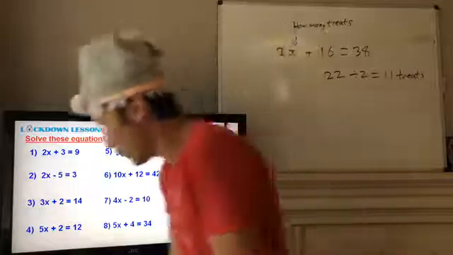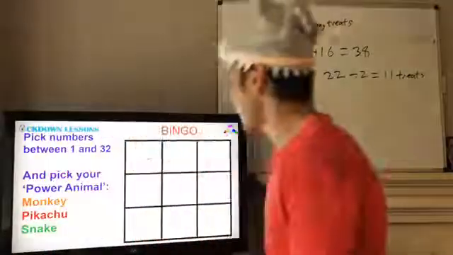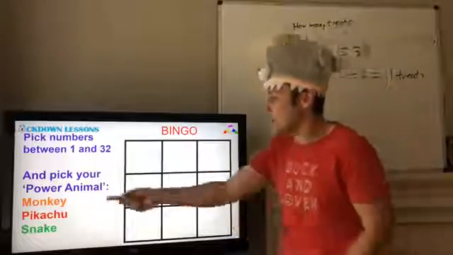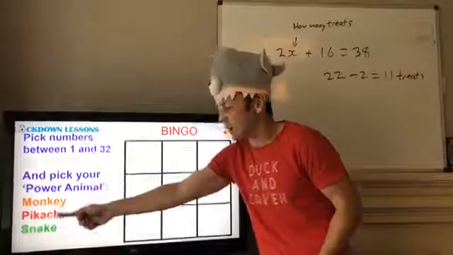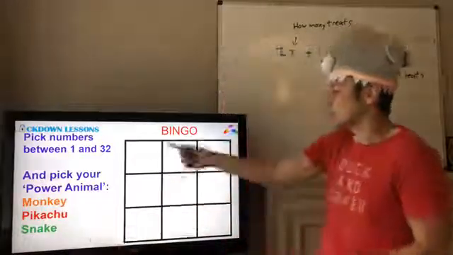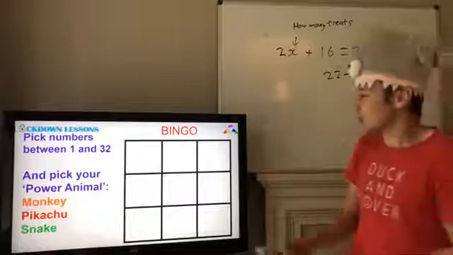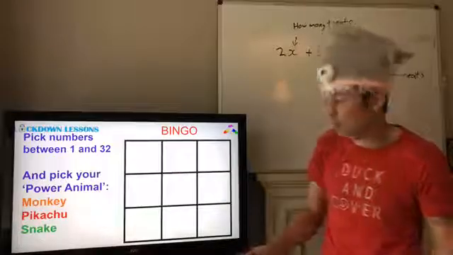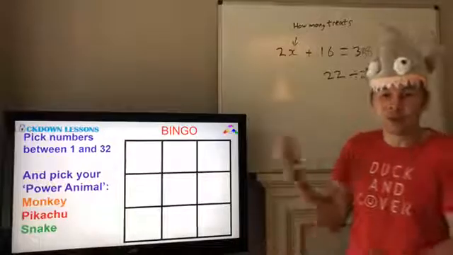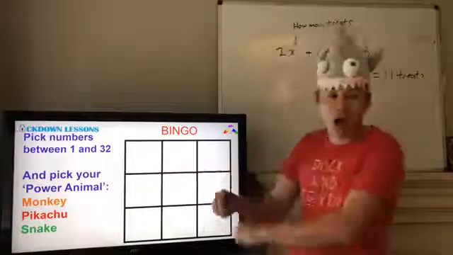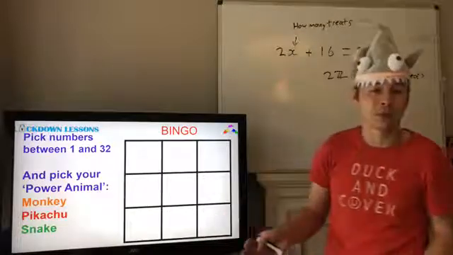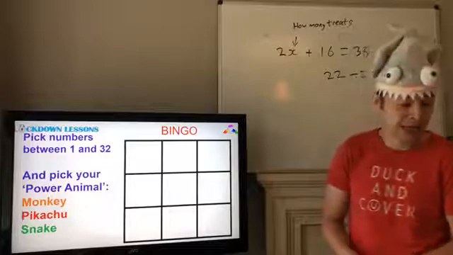So we are going to play bingo. Well done today. We want your 9 bingo numbers between 1 and 32. Your power animals, you can have monkey, Pikachu or snake today. If your animal comes up, you can cross off any number on your grid. Write down your 9 numbers and your animal, and let me know in the chat. We had some people saying they'd won and not posting their numbers. If your numbers are not on the chat, you are not going to be able to win bingo.